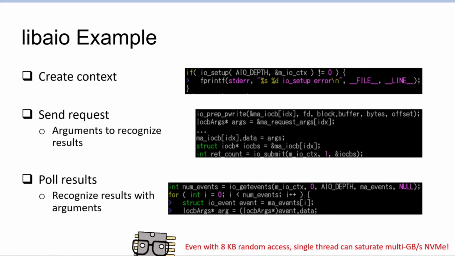Yes, and like I mentioned, even with 8 kilobyte random accesses, a single thread can saturate at least one multi-gigabytes per second NVMe, from just anecdotal experience, which is very, very efficient. It's much better than having to spawn 64 threads to create a thread pool. So this is the asynchronous storage access approach, and specifically kernel-based approaches.